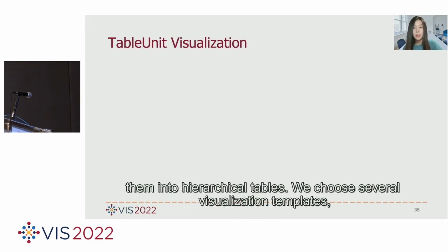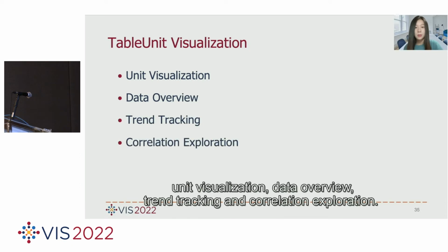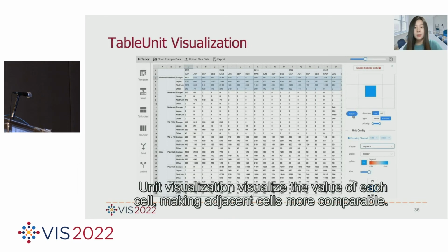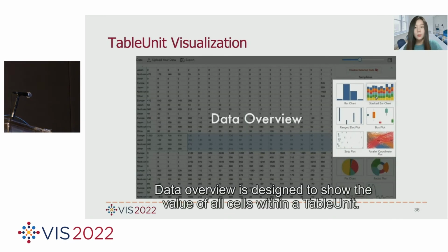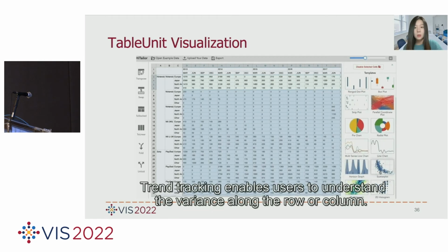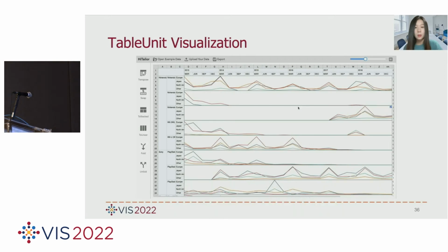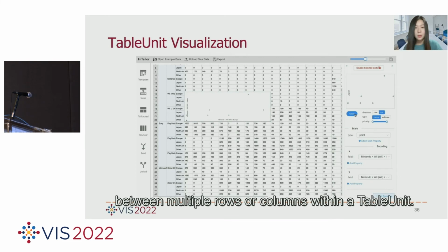We choose several visualization templates and divide them into 4 categories: unit visualization, data overview, trend tracking, and correlation exploration. Unit visualization visualizes the value of each cell, making adjacent cells more comparable. Data overview is designed to show the value of all cells within a table unit. Trend tracking enables users to understand the variance along the row or column. Correlation exploration is used to explore the correlations between multiple rows or columns within a table unit.